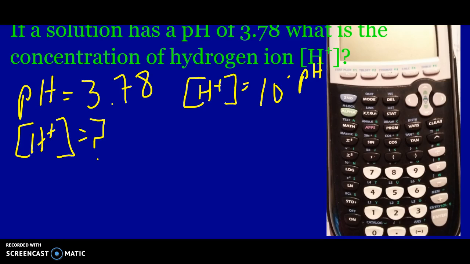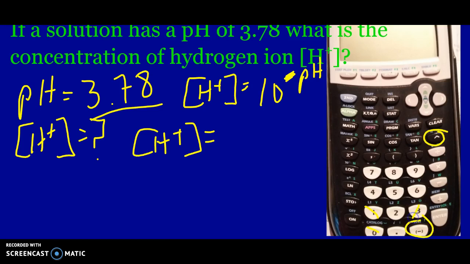First of all, we've got our hydrogen ion concentration is equal to 10 to the negative pH. So what we can do is hit 10, and then hit our caret key, right here, so that'll automatically exponent that thing. And we've got 3.78 as our pH. Remember now it's the negative sign here, right? So we hit the negation sign, 3.78, and what we get for our answer is 1.66 times 10 to the minus fourth molar hydrogen ion concentration.